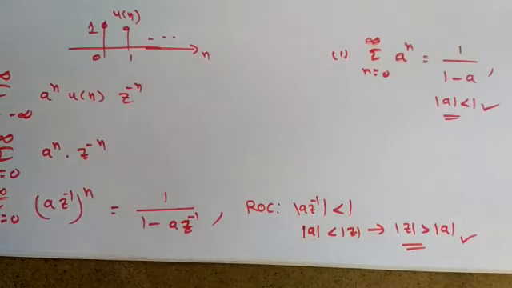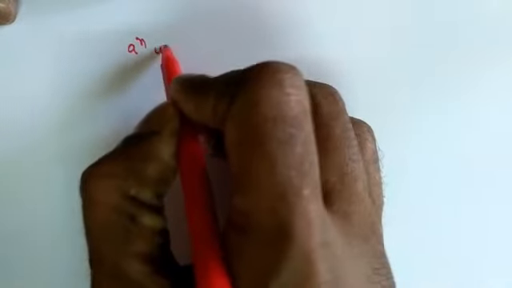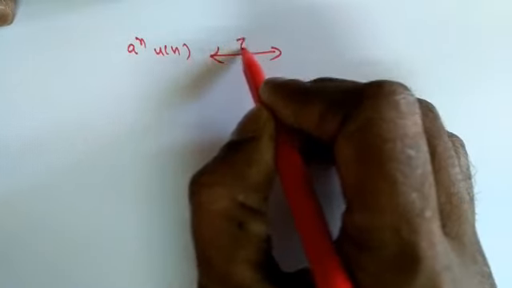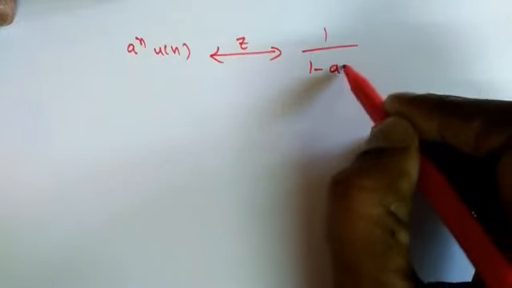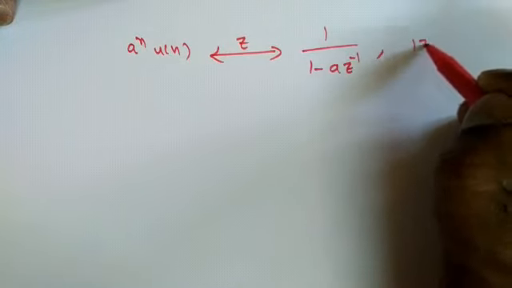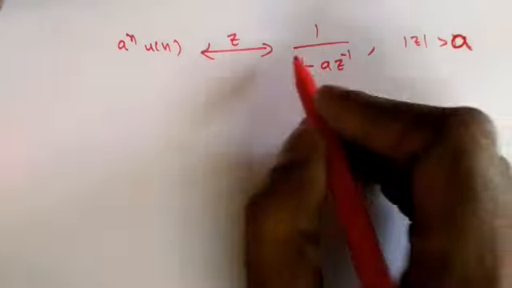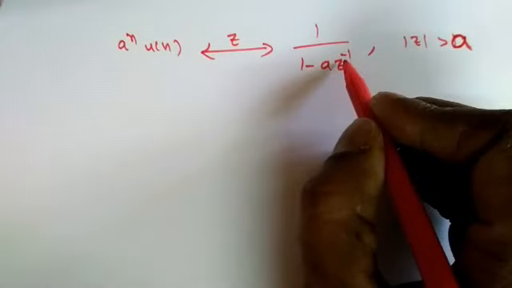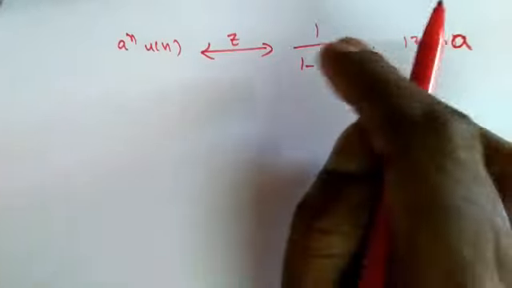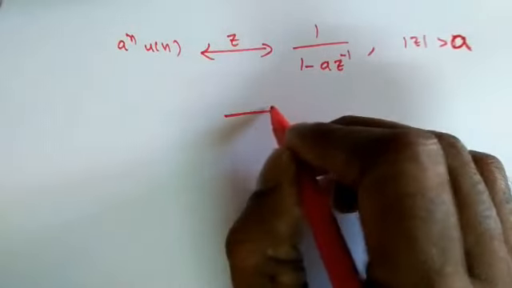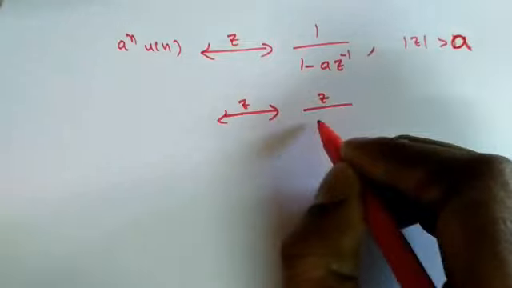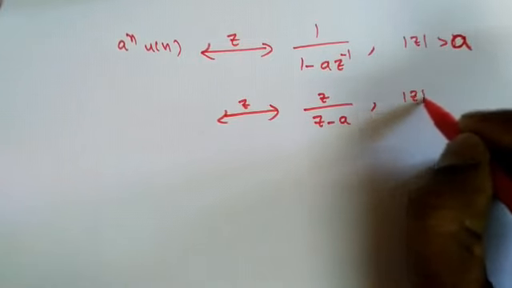So this is 1 by 1 minus a into z inverse. If I write it clearly, always remember for a power n u of n, what is the z transform? 1 by 1 minus a into z inverse. What is the ROC? Mod z is greater than mod a, no problem, right? Now this can be written in another way also. z inverse becomes 1 by z, so if I take the LCM, this will also become z by z minus a, where mod z is greater than mod a.